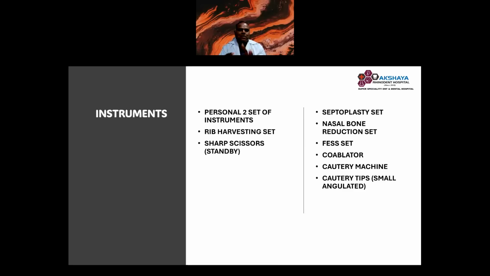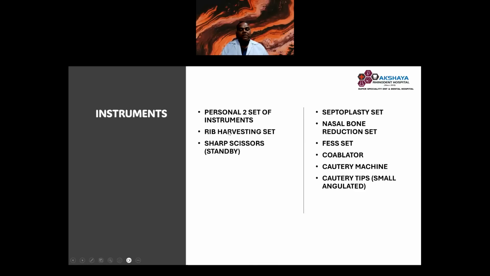Now I have two rhinoplasty sets and another two septoplasty sets with me. And if required, I have a standby sharp scissors and rasp. I'll keep them in my bag wherever I go. I operate in my own hospital, so no need to worry because my assistants, my staff will take care of it. When I go to other hospitals, other centers, then I have to carry everything. So my assistant will be there. My staff will take care of all those things.